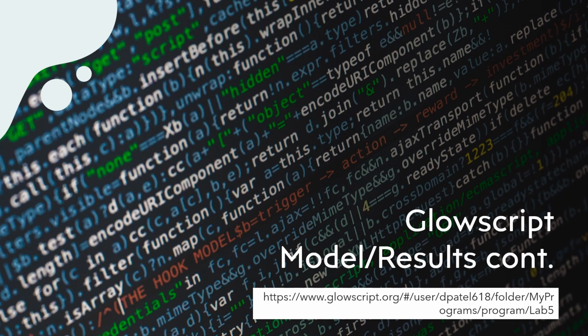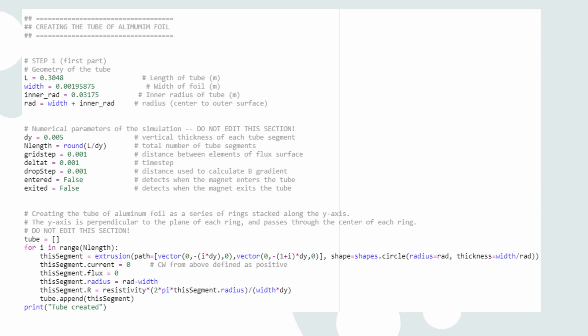Moving on to the computational portion of this experiment, this is my GlowScript link. We first begin by creating the tube itself in order to be as accurate as we can to the simulation. In order to simulate this experiment, we modeled the tube of aluminum foil as rings perpendicular to the y-axis.